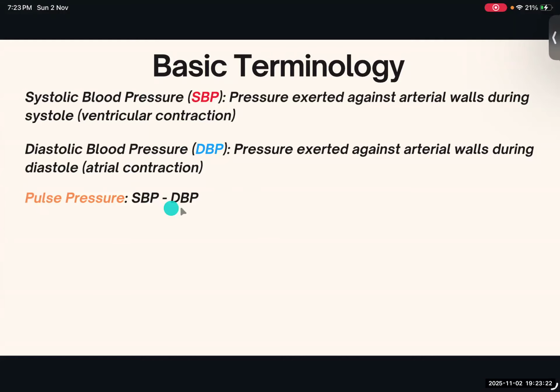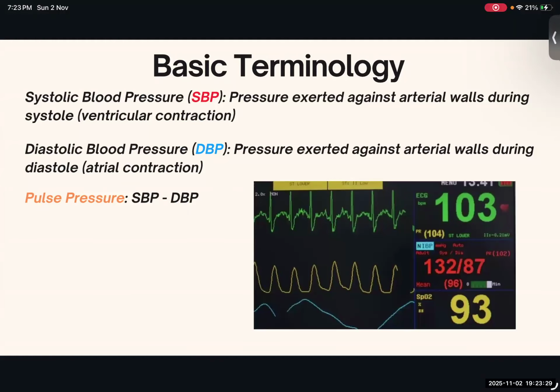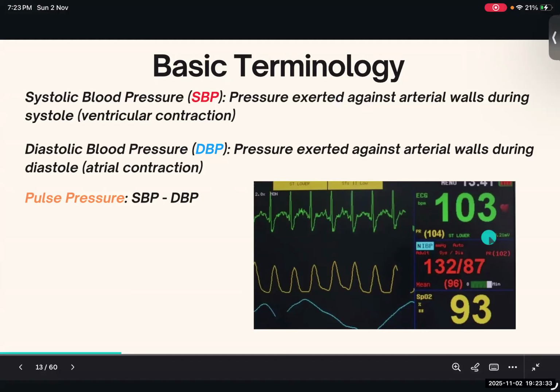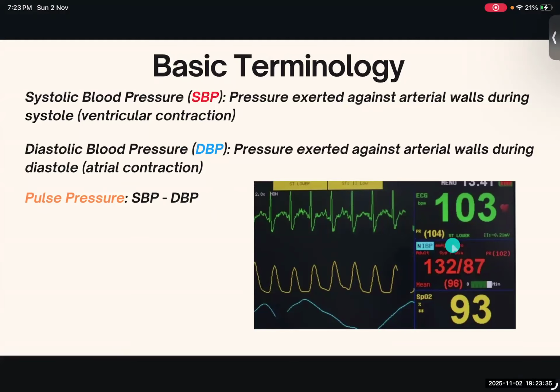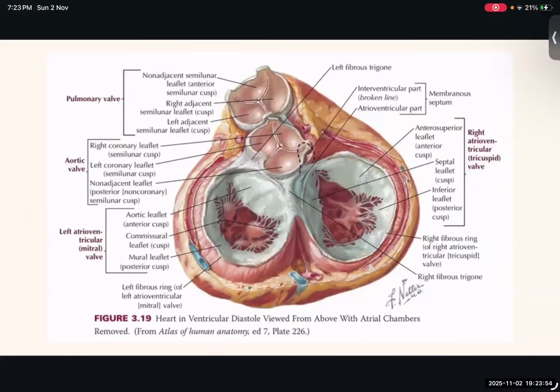Now, this is not very important for you at this stage, but I've just mentioned it for the sake of completion. I'm sure all of you have been to the hospital and seen this. This is a vital monitor, and this part here specifically is the person's blood pressure. So this big number is the systolic blood pressure, and the small number is the diastolic blood pressure.